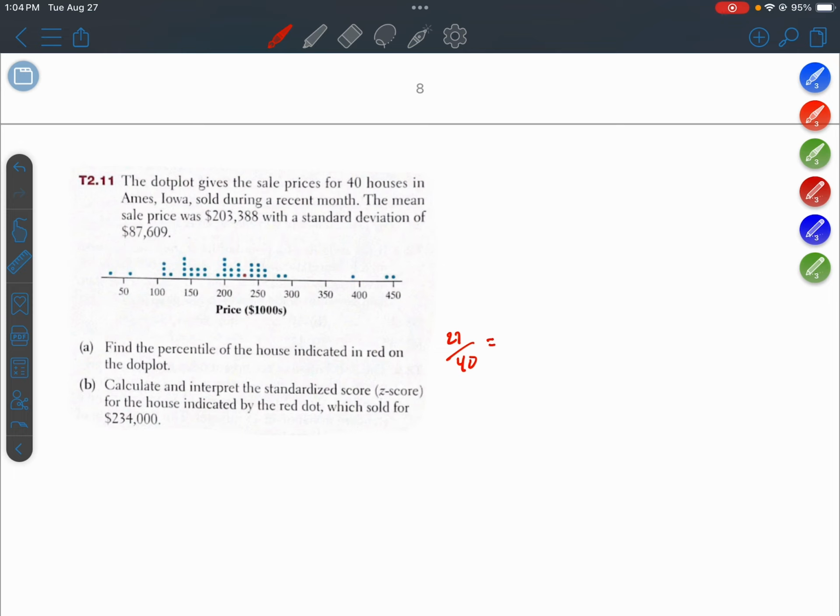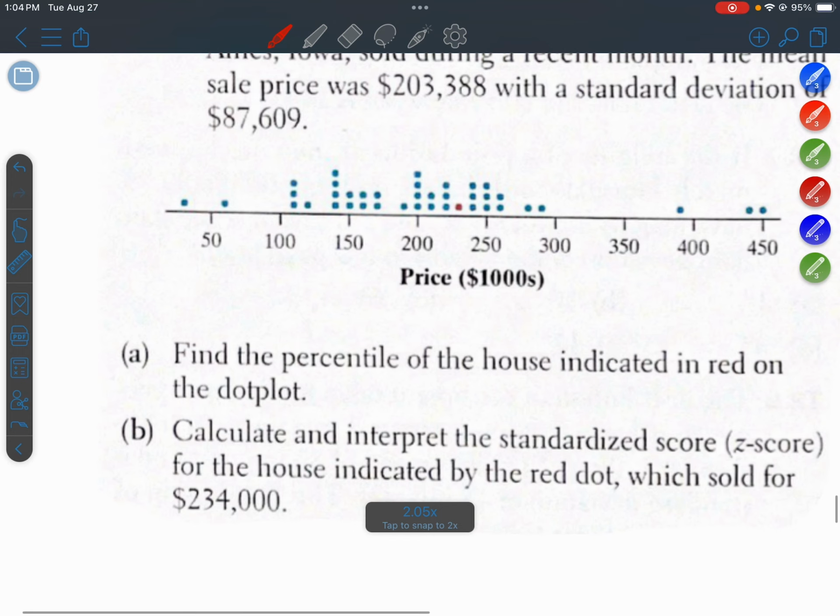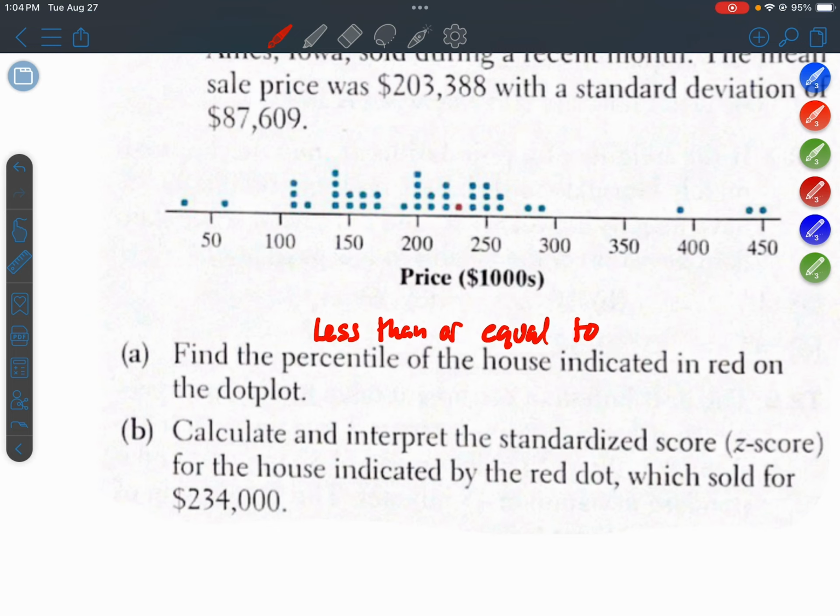Okay, so 27 out of 40 is the same as 0.675. Okay, so this house would be at the 67.5 percentile. And the way we would interpret that is we would say 67.5% of homes are less than or equal to the value of that red house, or that home represented by the red dot. All right, so just make a note here. Percentile measures the percent less than or equal to a specific value.